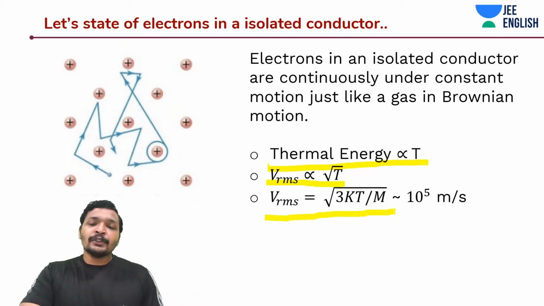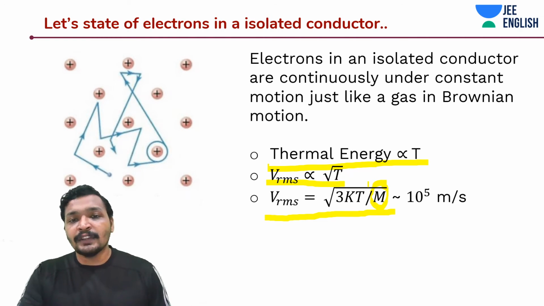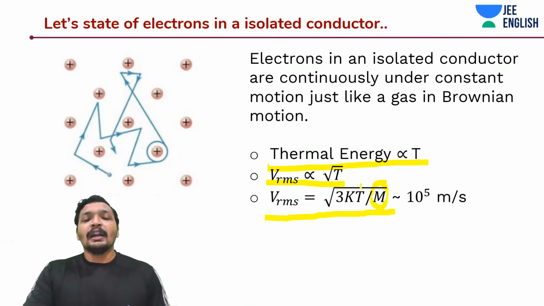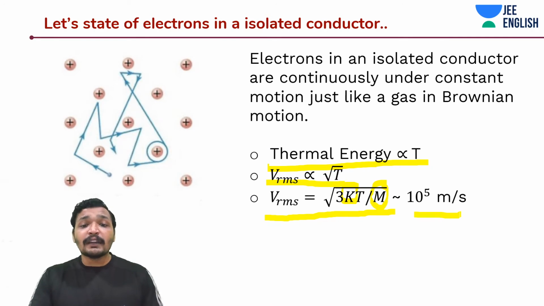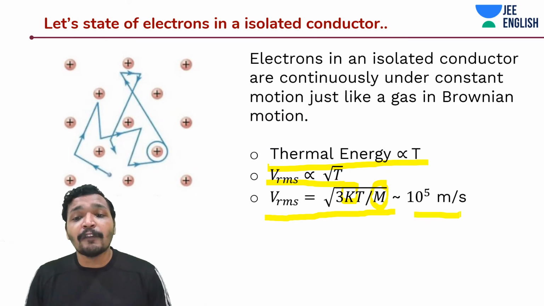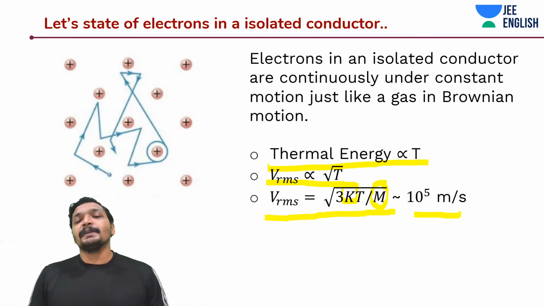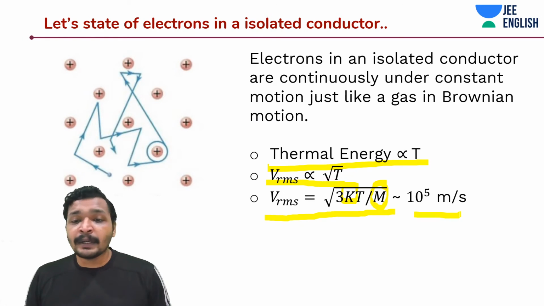m. If you substitute the mass of the electron, the room temperature T equal to 300 Kelvin or 298 Kelvin, and the value of the Boltzmann constant, you will get that the electrons are constantly moving at a very high speed. That is 10 to the power 5 meters per second. Guys, this concept should be clear. You need not remember any values.